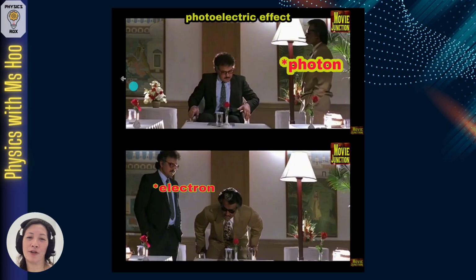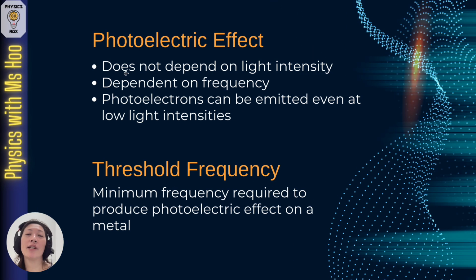So you can think of it as a photon basically displacing or pushing the electron away. Some of the things you need to know about the photoelectric effect: for photoelectrons to be emitted, the photoelectric effect does not depend on the light intensity. Instead, it depends on the frequency of the light that's being shone onto the metal. So this means that photoelectrons can be emitted even at low light intensities.